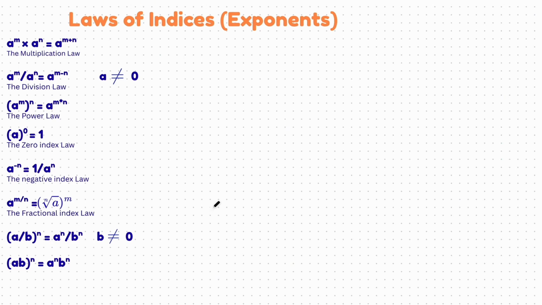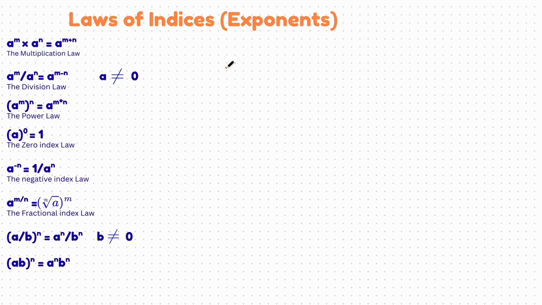Let's get into our laws. So based on the screen, the first law would be our multiplication law. And the multiplication law states that when we're multiplying indices with the same base, we add the indices. So when we look here, we see where a raised to the power of m times a raised to the power of n is equal to the same thing as a raised to the power of m plus n.